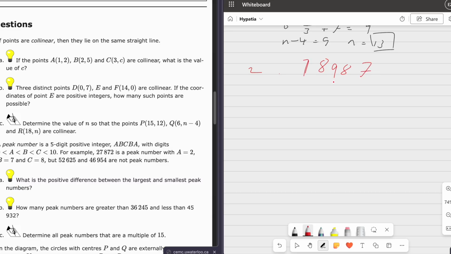Same thing for the smallest, but in the opposite way. The smallest number A is 1, so 2, 3, and then downward to 1. We do subtraction, we find 6, 6, 6, 6, 6. So this is our solution for question 2, part A.